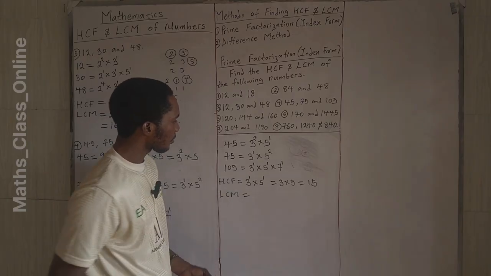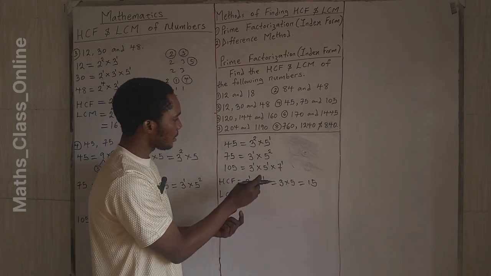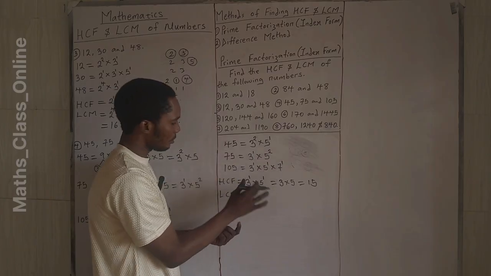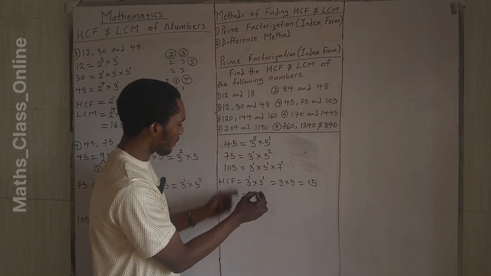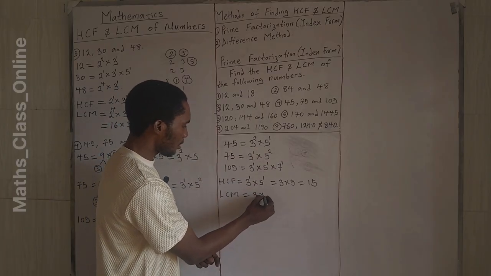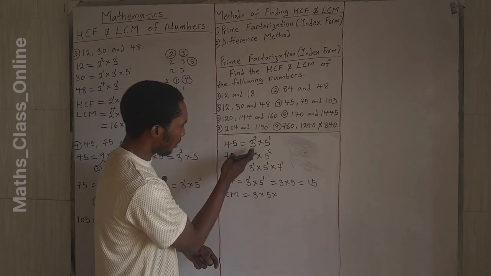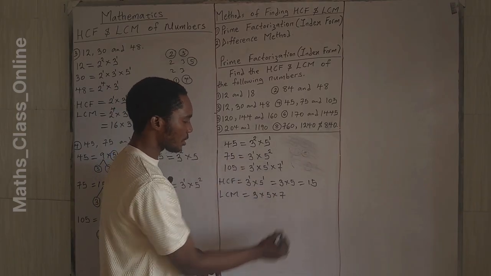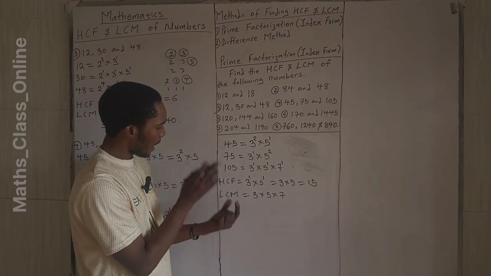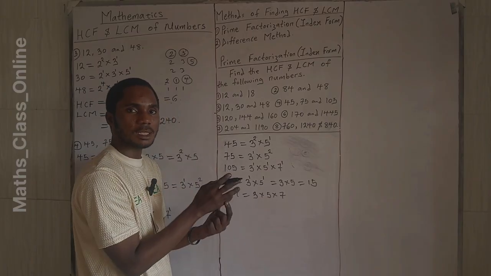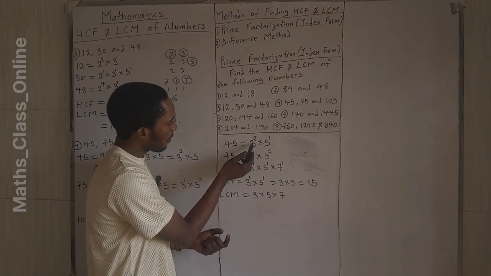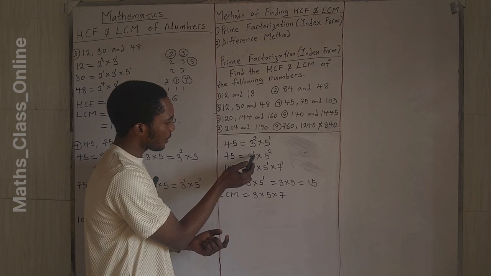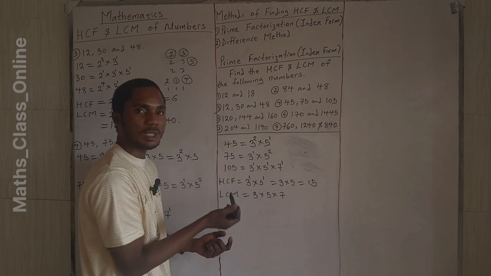LCM. All the prime numbers that you can see here, write them out. I have prime number 3 first, 5 also, 5, 3, 5. Another prime number we have here is 7. LCM is what? Highest power. The power of 3 here is 2. Power of 3 here is 1. Power of 3 here is 1. Which one is the highest?